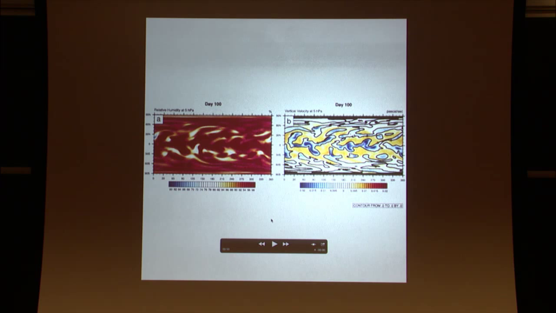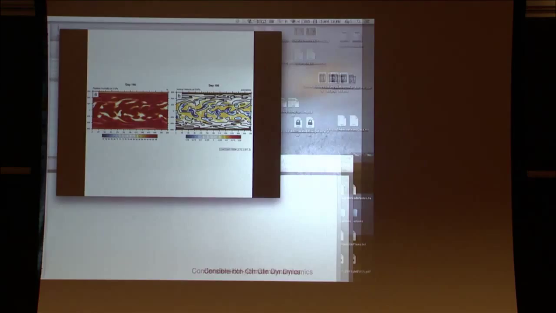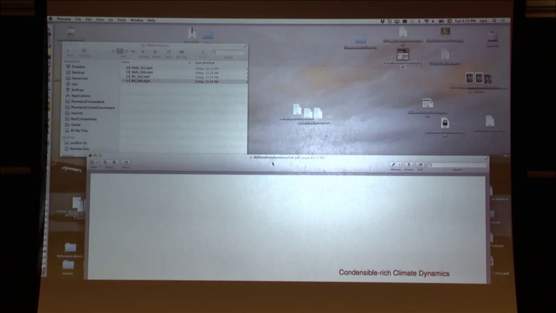This is a fairly low resolution simulation. It's about two degree resolution. And at some point we'll push it up to higher resolution. Not running too far behind on this.